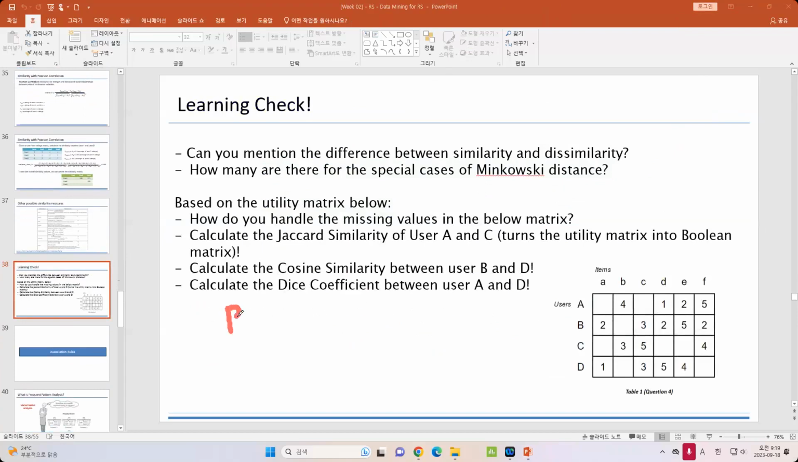we are just using the value, which is, let me write down here, 2. Let's assume that if there is no real value, I put 0. So 2, 0, 3, 2, 5, 2, and then I have D. So D is 1, 0, 3, 5, 4, and 0.